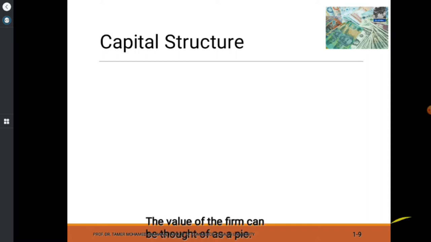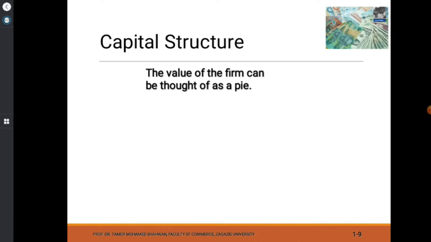As you see, capital structure plays a very important role in determining what we call the value of the firm. If you are interested in determining the value of the firm, the capital structure of this firm plays a very important role in this matter. And we could describe this capital as a certain type of apple pie. This apple pie, we refer to it as the capital size of your firm. As you see, this is a specific size of a specific firm, a specific capital structure size.